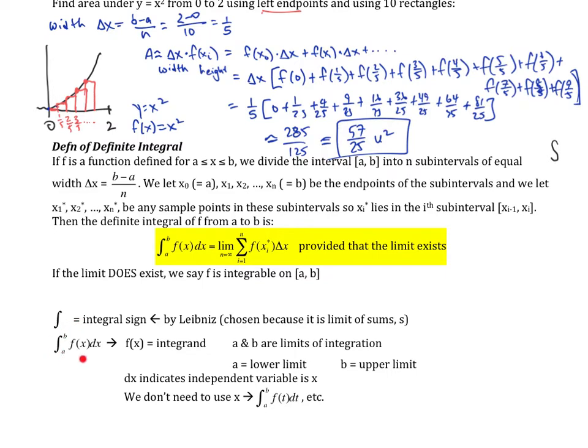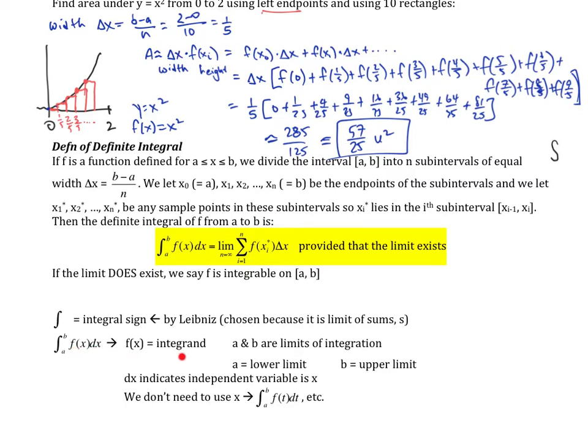Again, look at how I read this. This is the integral from a to b of f of x dx. Guess what these are going to be? This is going to be your function, right? dx is going to stand for those widths. So this is going to be your heights times the widths.